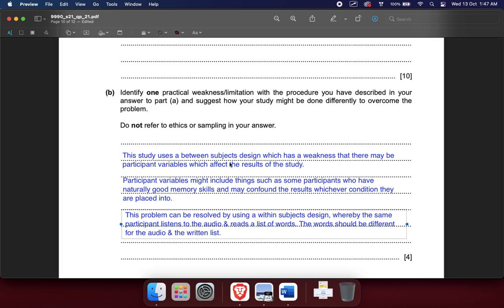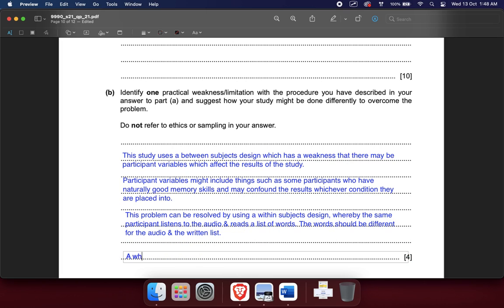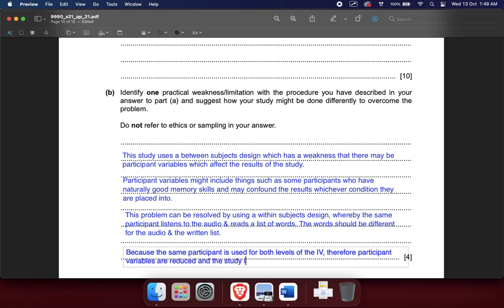This is the solution. The problem is between subjects design. Why? Participant variables can confound results. Solution is to use a within subjects design. We have to explain why, how does that solve the problem, right? Within, because the same participant is used for both levels of the IV, therefore participant variables are reduced and the study is more valid.